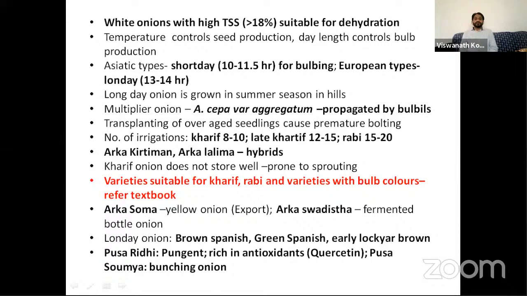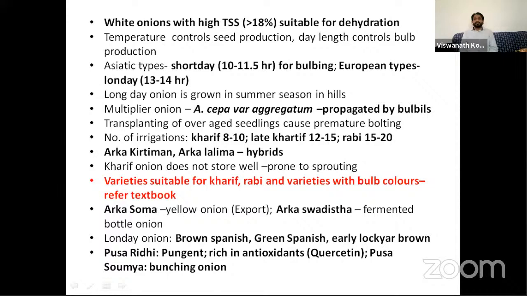In case of late kharif, it requires 12 to 15 irrigations. In case of rabi, it requires 15 to 20 irrigations. The two hybrids in onion are Arka Kirtiman and Arka Lalima. Kharif onion doesn't store well, it grows to sprouting. The rabi onion stores well. Rabi onion can be stored for a long time, but the kharif and late kharif onion cannot store well.